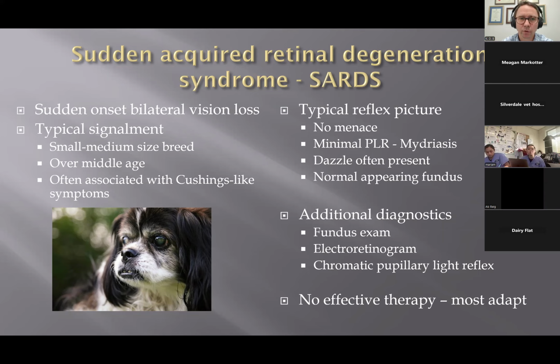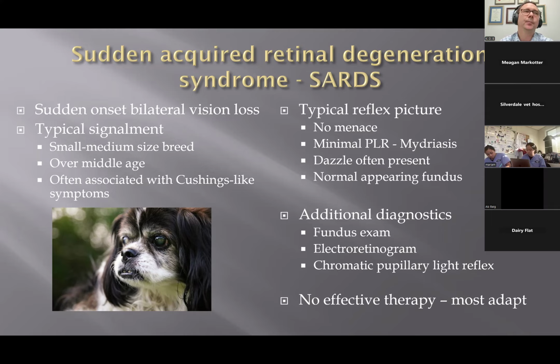There's a syndrome called sudden acquired retinal degeneration syndrome, and they follow a pretty typical signalment. Almost always they're small to medium-sized dogs, 10 kilos or less, almost always over middle age. It can be older, but I don't think I've ever seen a young case of SARDS. And often, but not always, it's associated with Cushing-like symptoms beforehand.